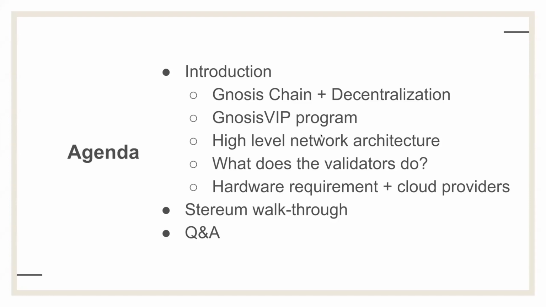After that, let me go through a high-level network architecture of both Gnosis Chain and the validator node itself, and what the validators are required for. Then we'll take a look at the hardware and network requirements that might be needed to run a validator node yourself. After that, we'll do the full install of the node, and then I'll take any questions at the end. But I'm happy to take any questions as we go, so feel free to come off mute and ask, or type one in the chat and I'll get straight to it.